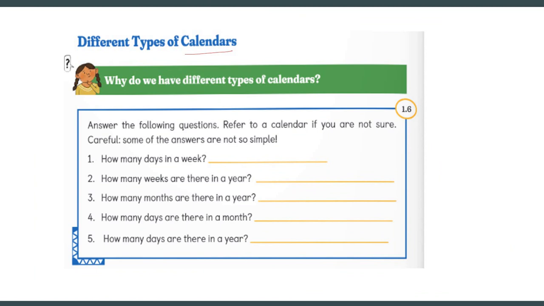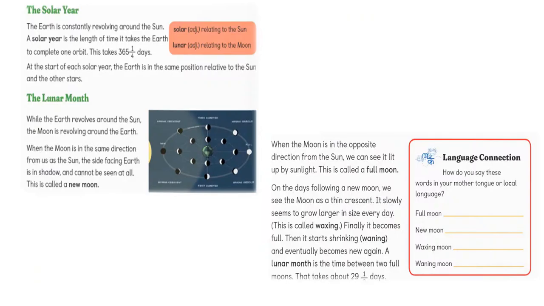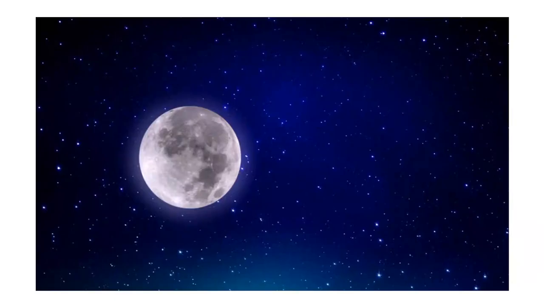After answering this, we get a doubt. Who decides that there should be these many days in a month or these many days in a year? See this. Who decides a year? Actually, we know that Earth is constantly revolving around the Sun.